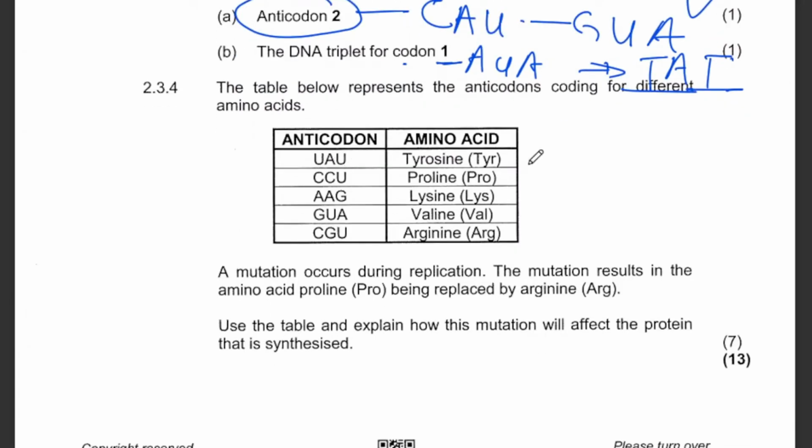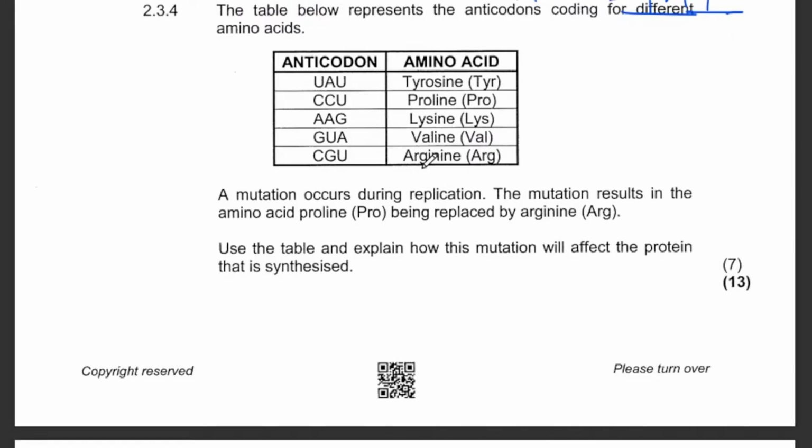Third, the table below represents the anticodon for different amino acids. The mutation, I told you this one is coming. Make sure that you do it.